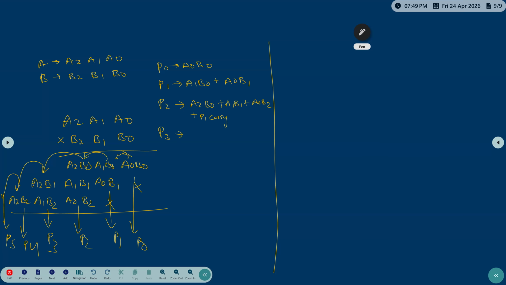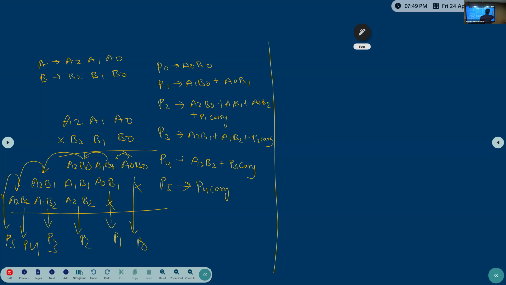P3 equals A2 B1 plus A1 B2 plus P2 carry. Then P4 equals A2 B2 plus P3 carry. So P5 equals P4 carry. Clear? Any questions here? Any doubts? Clear, right? So let's represent this.